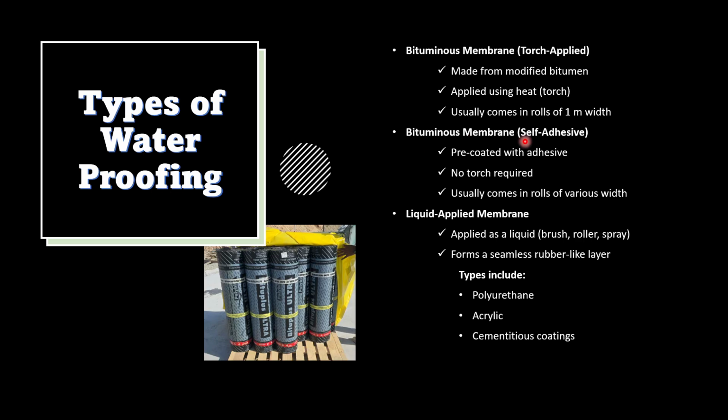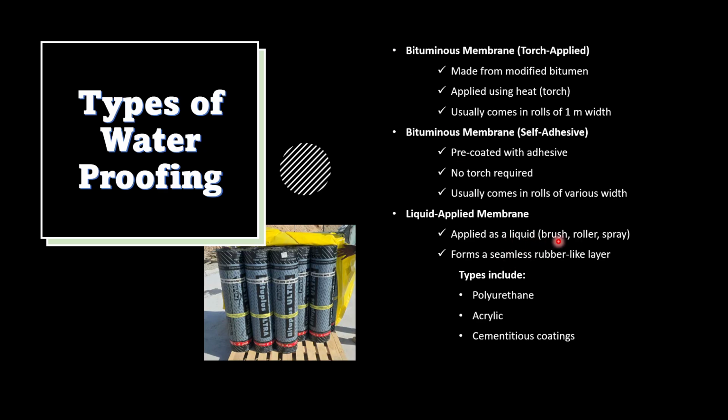And another is the bituminous membrane which is self-adhesive. This type of membrane has a pre-coated adhesive, and when we remove the sticker we directly stick it to the substrate, so it does not require any heat or torch to apply it. It usually comes in rolls of various widths, depending on the manufacturer. And the third one is the liquid applied membrane.